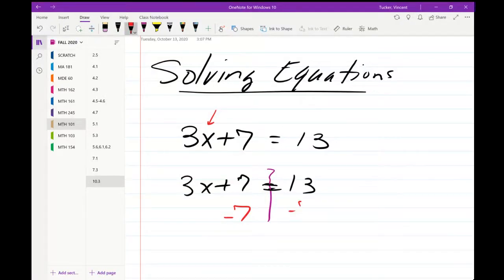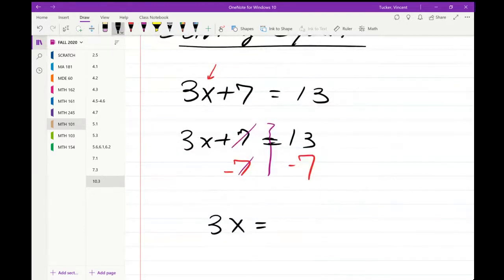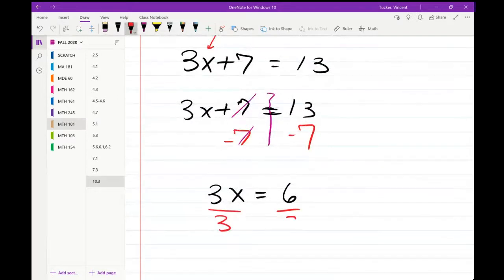So we're going to subtract 7 from both sides of the equation in order to keep the equivalency. 7's cancel on the left. So that'd be 3x. And then on the right, 13 minus 7 is 6. All right, and then from here, we have 3 times x, so we want to divide both sides by 3. 3's cancel. Solution is x equal to 2.